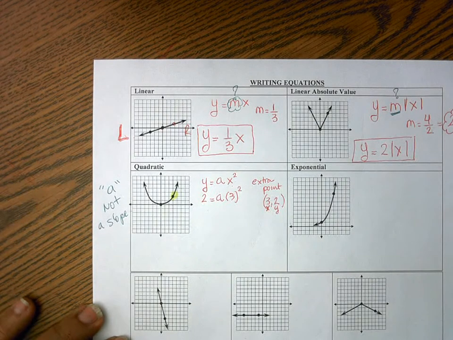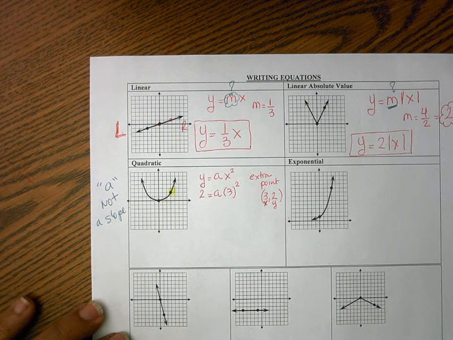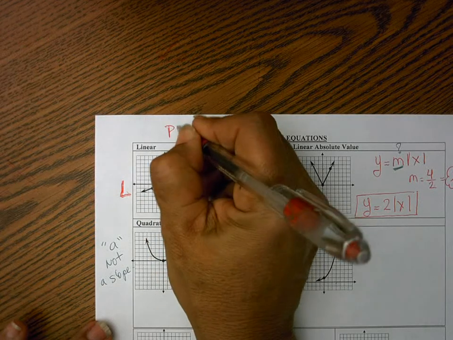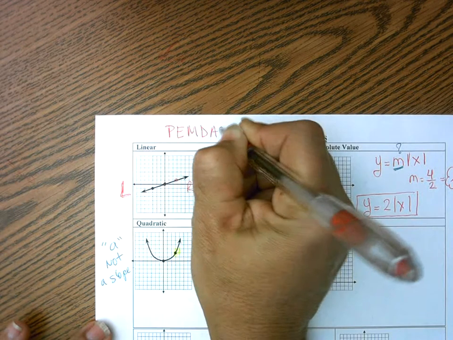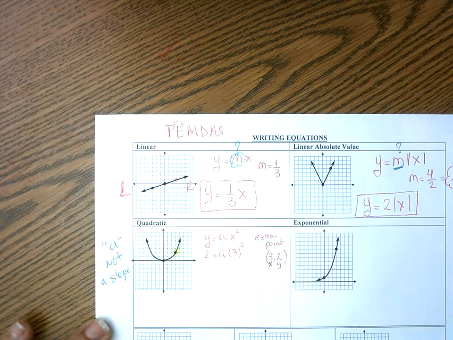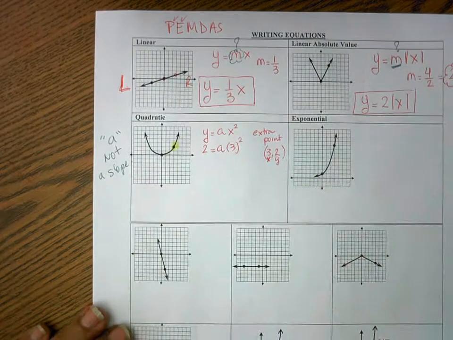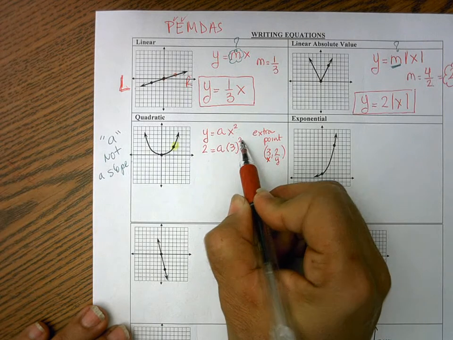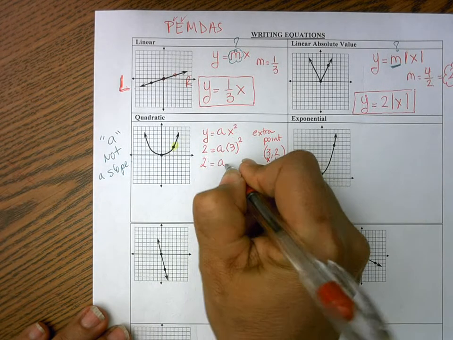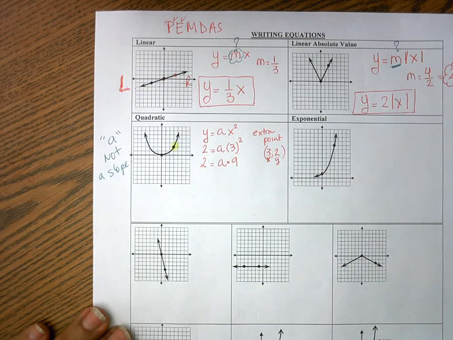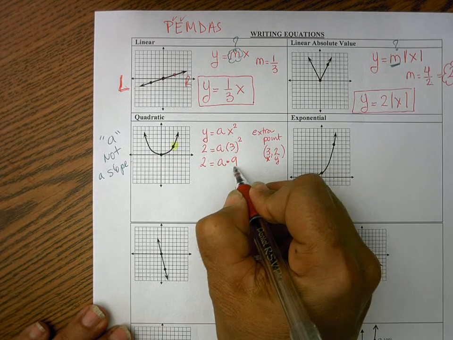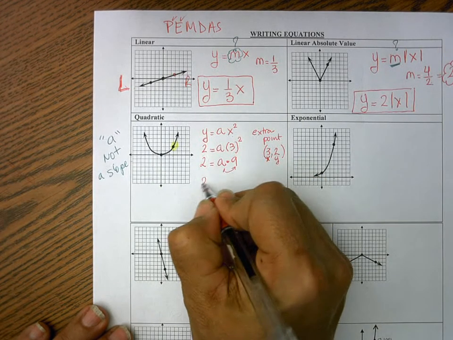The first thing we do in PEMDAS, let me write it down so I don't confuse you guys, is parentheses and exponent. That's the first thing I'm going to solve. So 3 in parentheses squared, 3 squared is 9. So 2 equals a times 9. In mathematics, we usually don't write a9, we write 9a. If you switch the positions of these two values, it still means the same thing. So 9a.